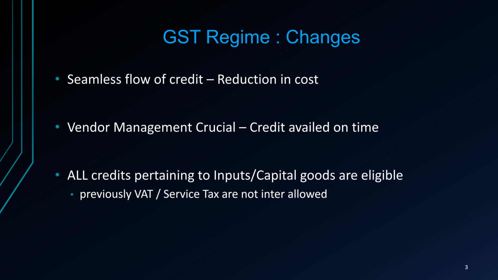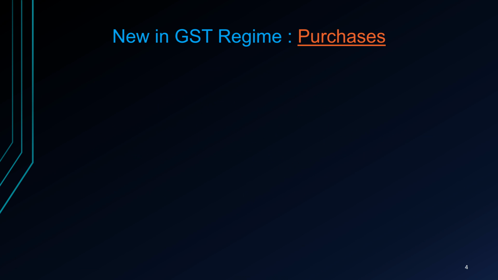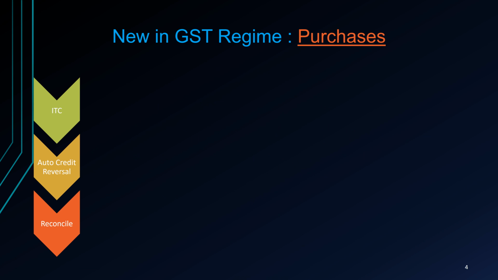And all credits pertaining to inputs, goods and services, and capital goods are eligible in GST, unlike in the earlier regime. For those who were in VAT, the inputs on services were not available, and those in service, the inputs on the goods were not available, right? So what is new in the GST regime with respect to purchases?